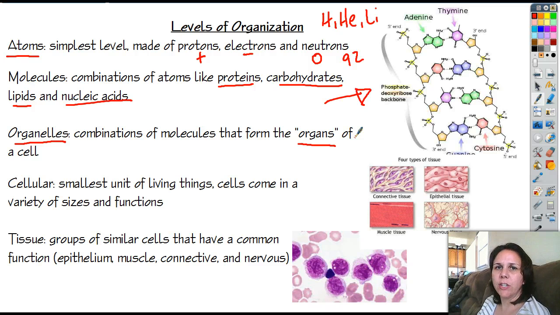So you have a stomach that digests food for your body. You have a lysosome that digests food for your cell. So that's why they are called organelles, just little versions of organs.